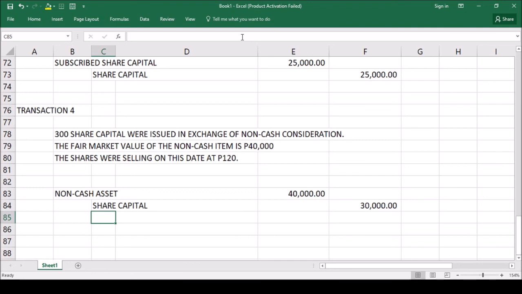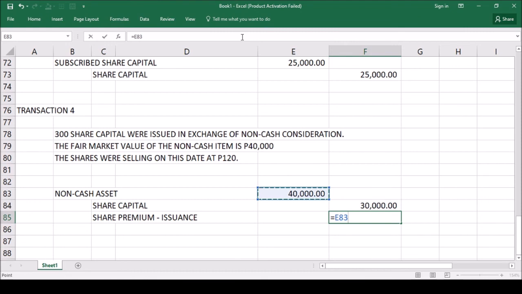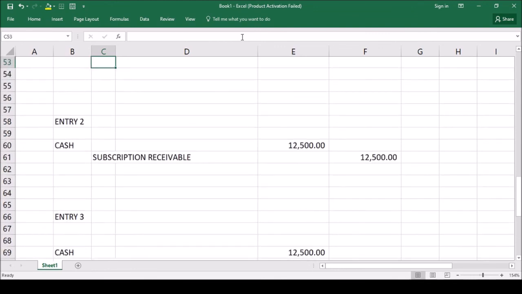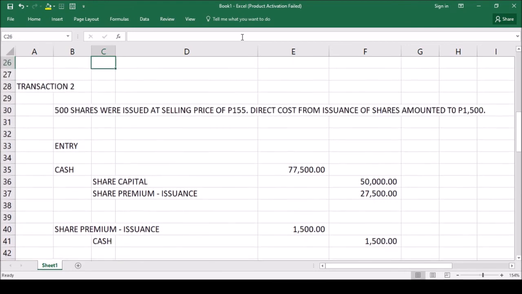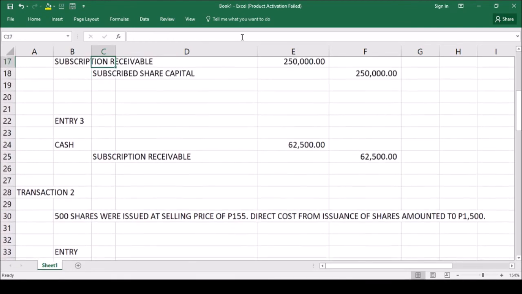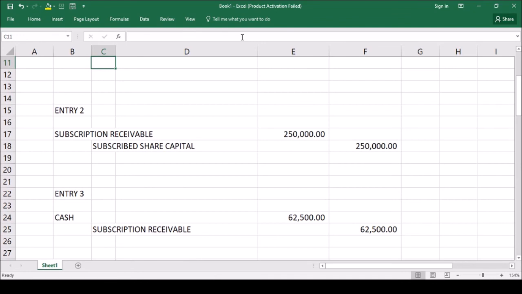Any excess from the issuance will be recorded as share premium issuance amounting to, that's 40 minus 30. So, share premium issuance, 10,000. Okay. So, yun po yung mga basic transactions na sa tingin ko kailangan po nating malaman on accounting on shareholders equity. Pero meron pa pong ibang transactions affecting the shareholders equity account.